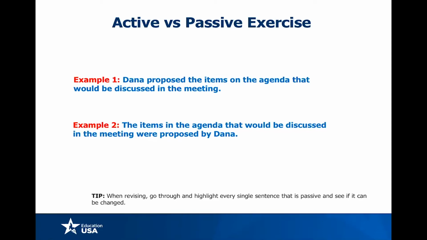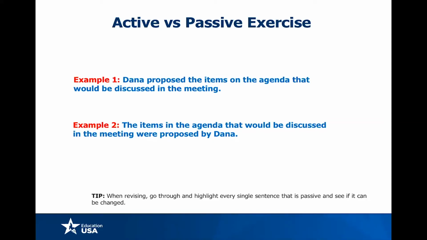But even in these examples, I use Donna because I'm just going to pick on Donna here. Donna proposed items on the agenda that would be discussed in the meeting. The items in the agenda that would be discussed in the meeting were proposed by Donna. So obviously here, there's still action going on in both of them. But in the first example, Donna's doing the action. And so when I'm reading, I'm thinking, okay, Donna proposed. She's proposing things, she's putting out ideas. Maybe that's a leadership quality. She makes sure that everybody knows what her input is, what her opinion is, what her thoughts are.